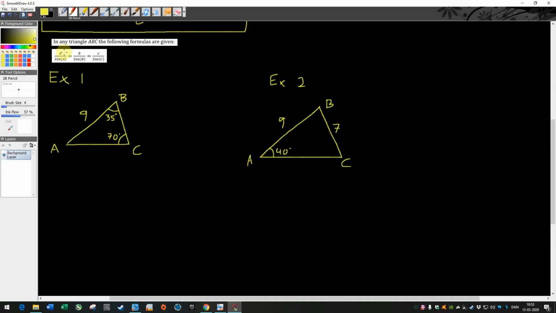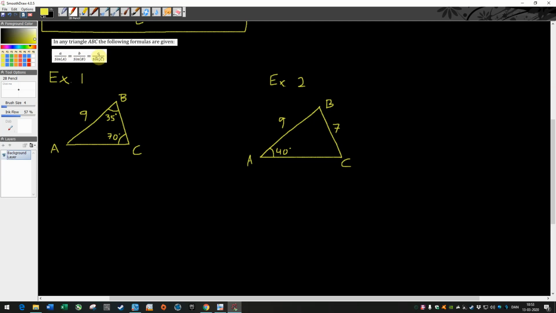As you see here, there are actually three formulas. Either this fraction is equal to the one with b, or this fraction is equal to this one over here, or the b part is equal to that part over here.